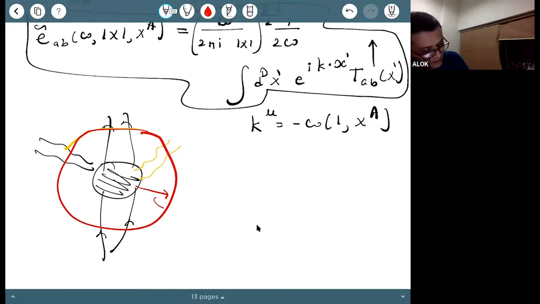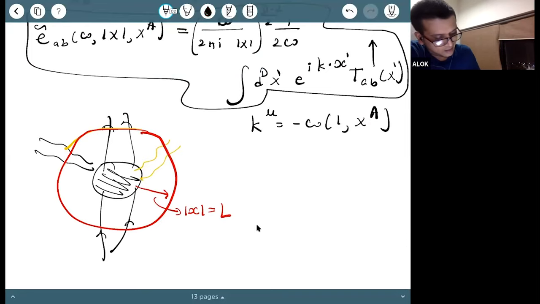So I take in the eta metric some sphere of radius L, and then what I assume is that outside L we only have long range forces.